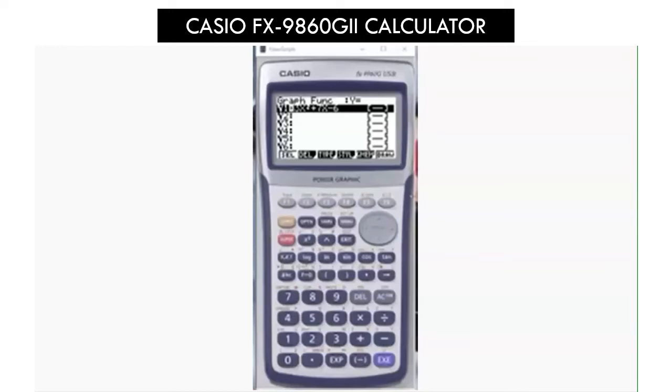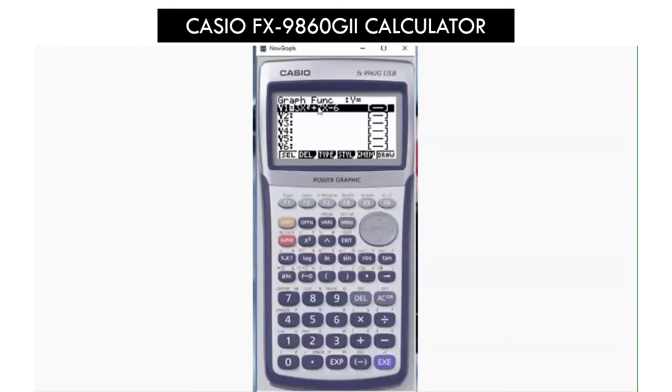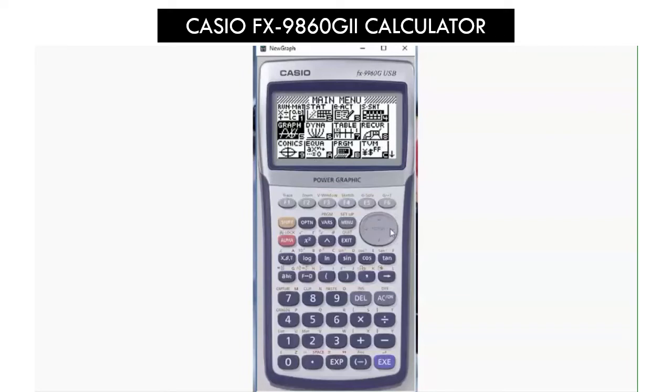So the first thing you want to do is go into your menu. Make sure that in your graphing menu that you have an equation set in there. So I put this one in. Okay. So to get to the table set, you want to go back to your menu, use your arrow key to get to table, which is right here.